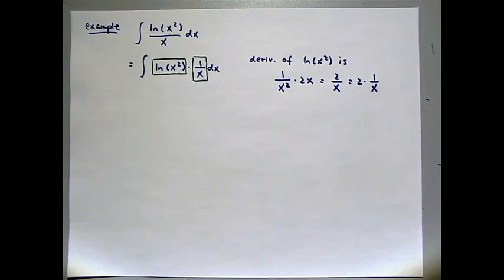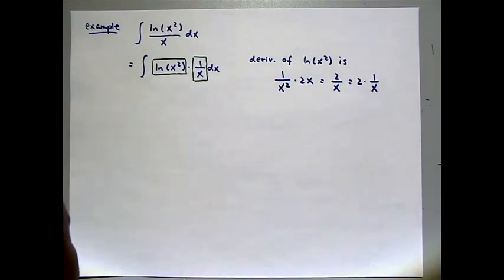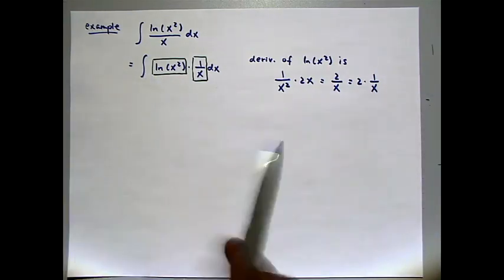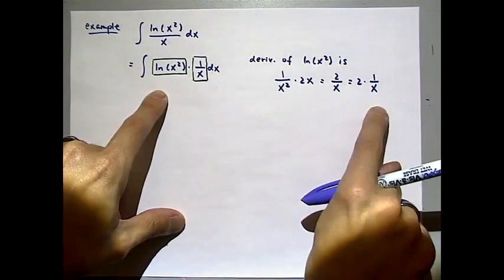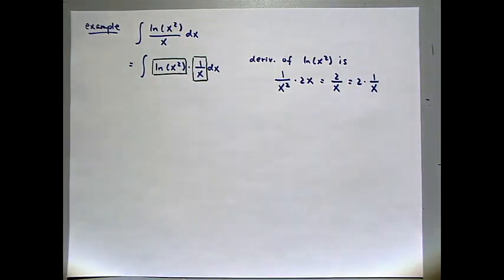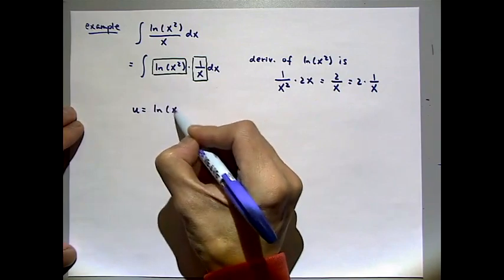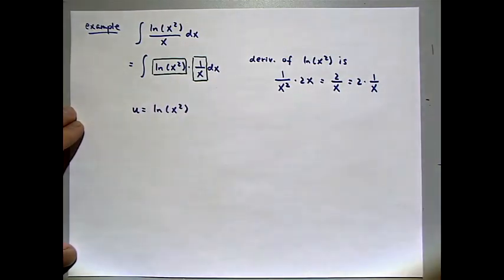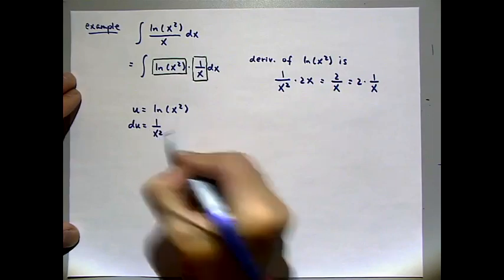And so this tells us that we will want u to be ln of x squared, because its derivative is related to a constant multiple of the other part, right? So we want u to be ln of x squared. And that's the hardest part. Once you made that choice, everything else is a consequence of that choice you made. du is 1 over x squared, and we did that over here.